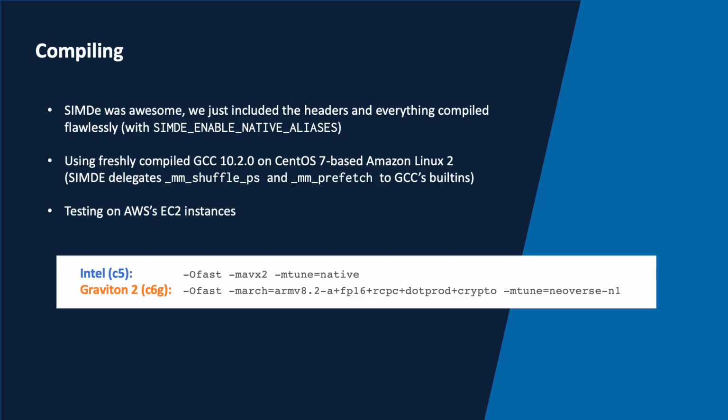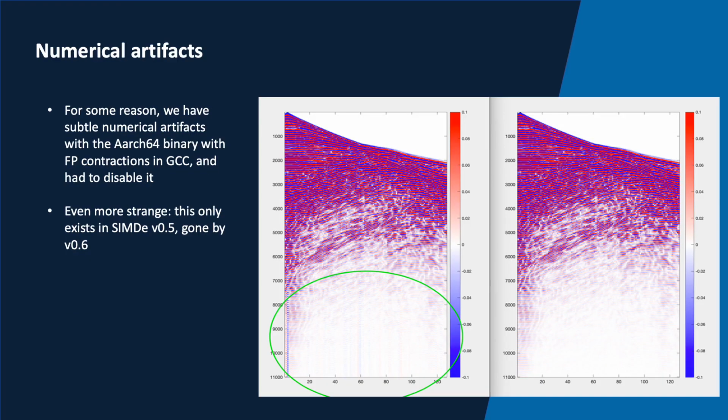Actually, I've found out that SIMDe everywhere just delegates the shuffle and the prefetch instructions, which are everywhere in our code, to GCC's built-ins. So hopefully GCC does a good job of mapping it to the load store architecture, but there are so many prefetch hints in the code that I suspect most of the time it's operating with Intel very much like a load store architecture anyway. That's one of the interesting bits. Mostly we're testing this on AWS's EC2 instances.